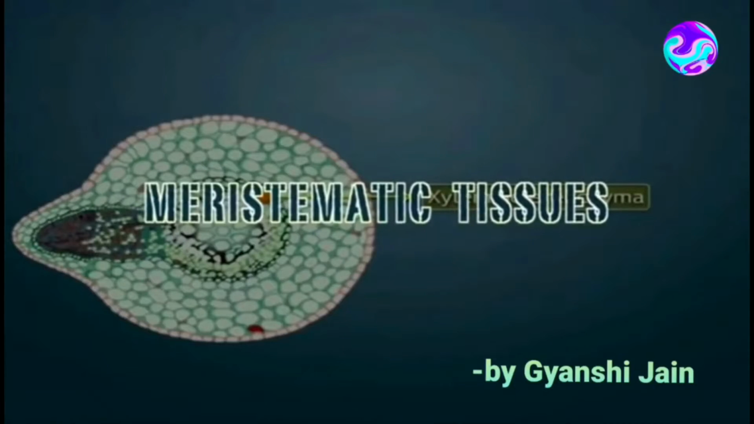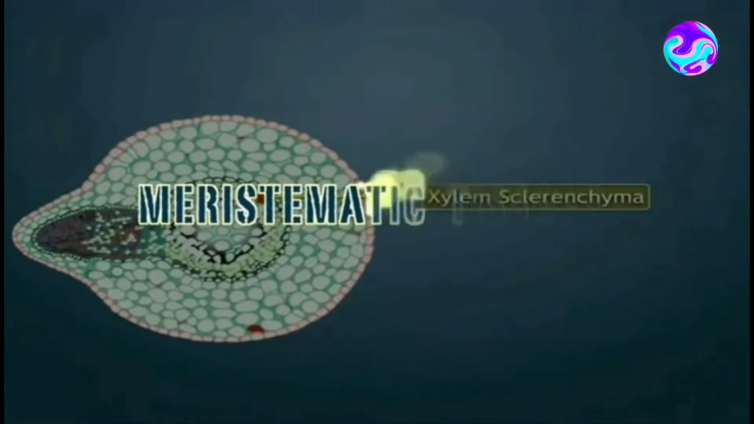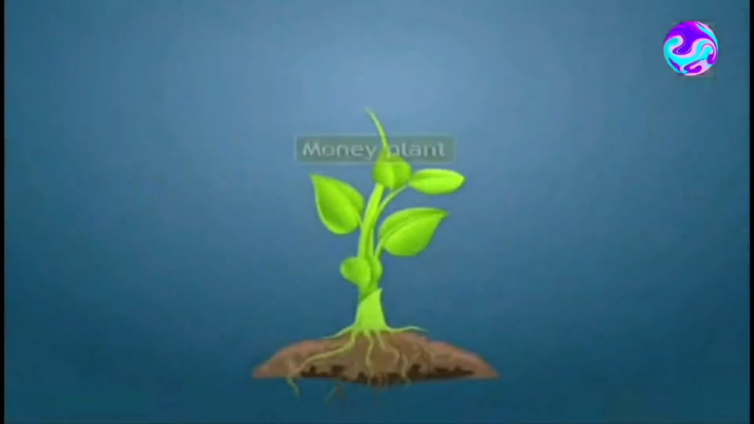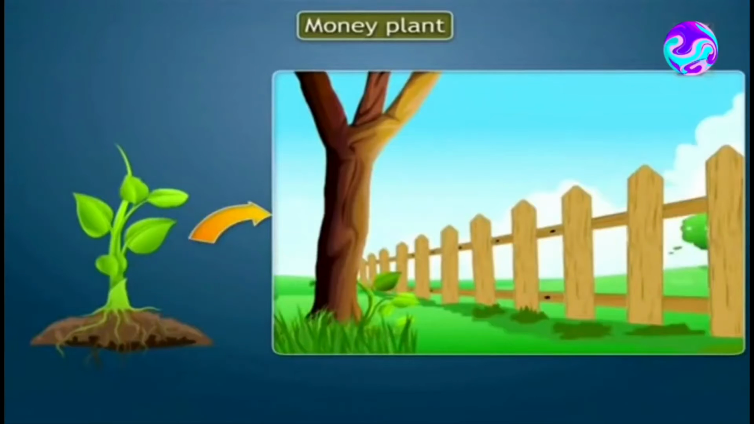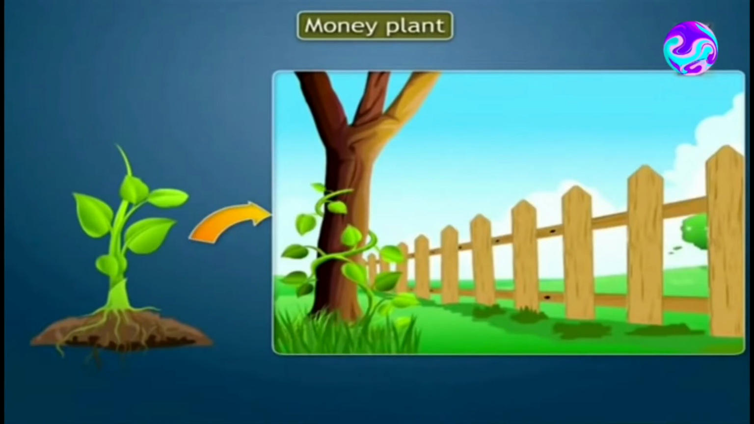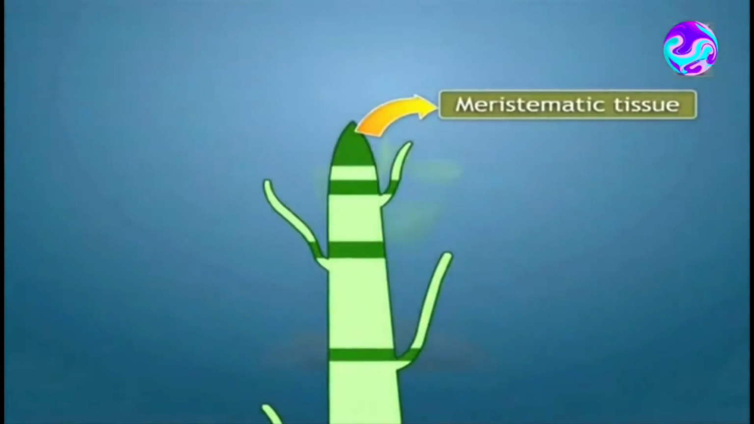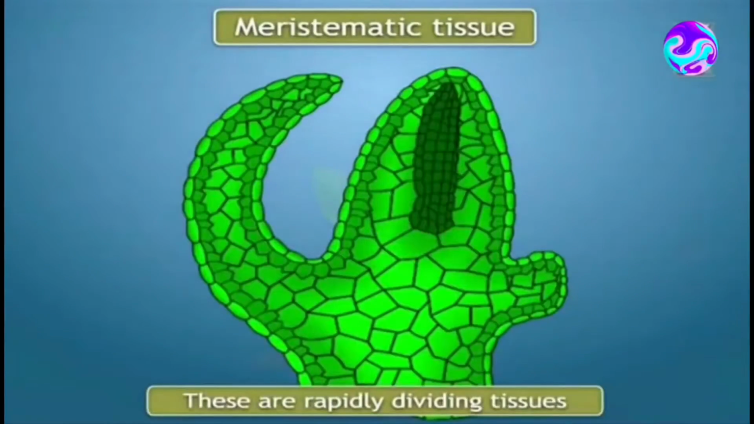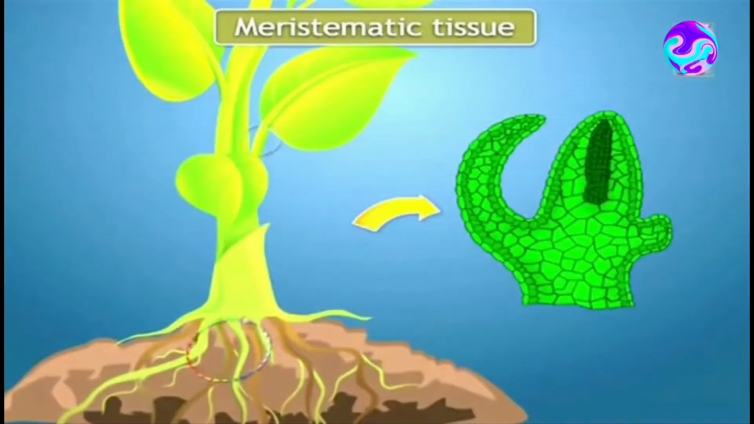So the topic is meristematic tissue. Let's get started. Look at this beautiful money plant here. This plant is growing month by month at a fast speed. Plants generally grow where a meristematic tissue is present. These are rapidly dividing tissues or growth tissues. They are generally present at the tips of the stem and the roots.